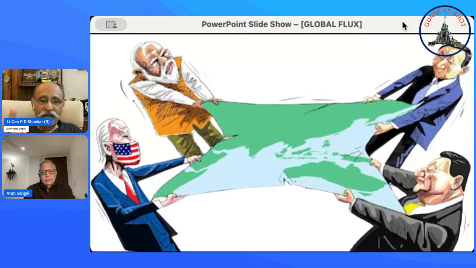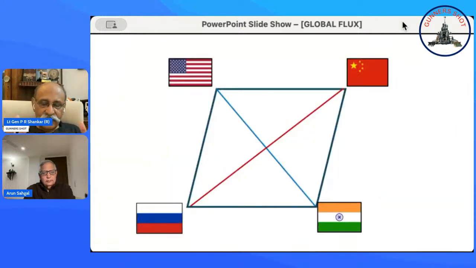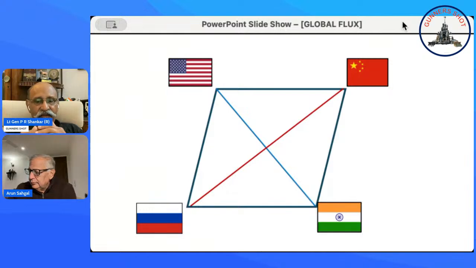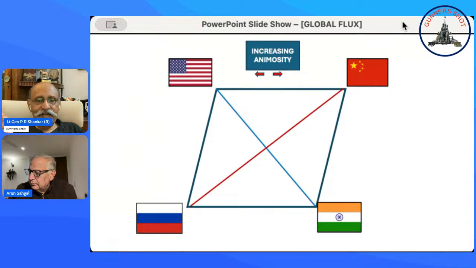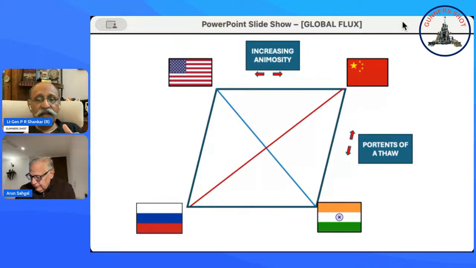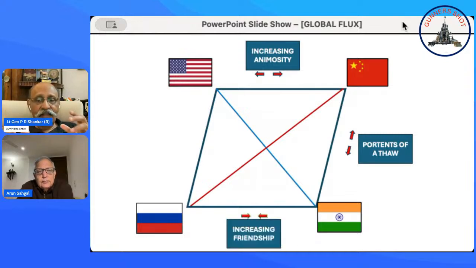But having said that, let's go to the next thing. Sometime last year, we started speaking of the global quadrilateral, comprising of USA, China, India, and Russia. If I go into a little detail, the relationship between USA and China is one of increasing animosity. The one between China and India has portents of a thaw, but full of distrust. Increasing friendship is what marks Russia and India, with President Putin set to come to India shortly.